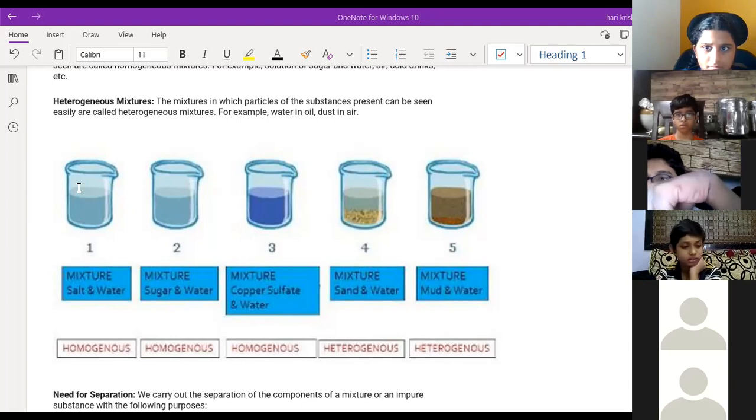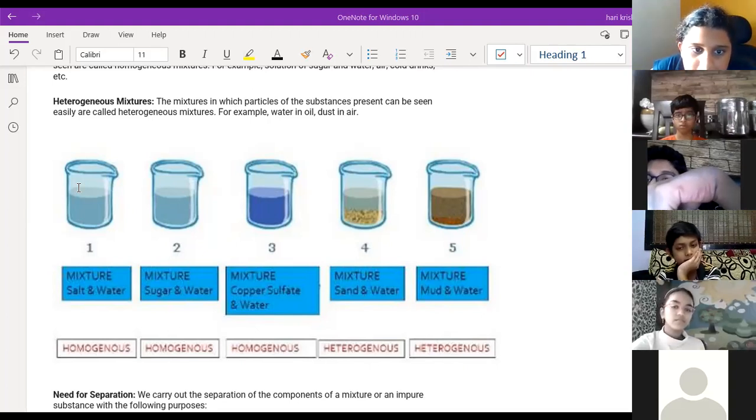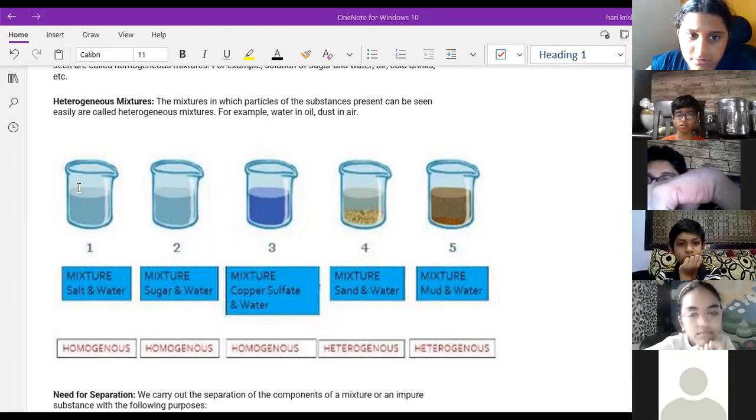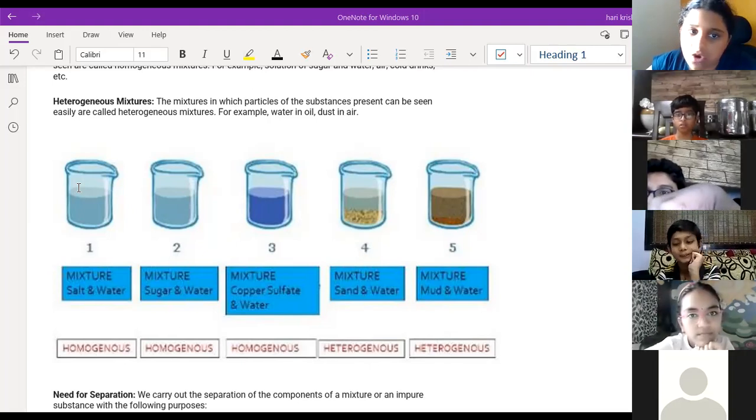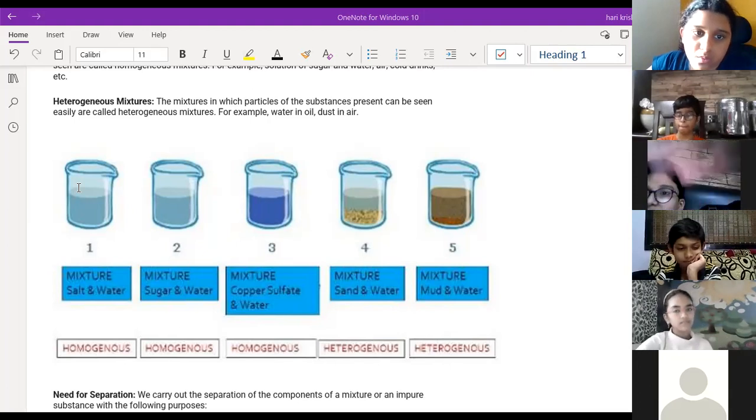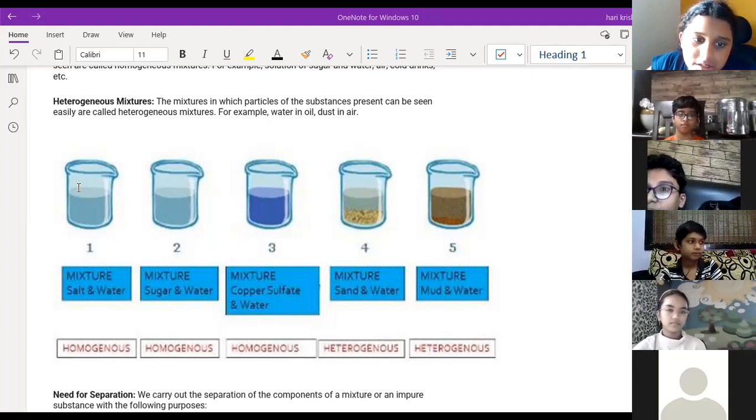Ashwath, is it separated? Sir, can you repeat the question? If you keep the salt water idle for 10 minutes, will salt and water be separated? Sir, under sunlight, yes, sir. Not under sunlight, in normal conditions. No, right? So this type of solution is called a homogeneous mixture.